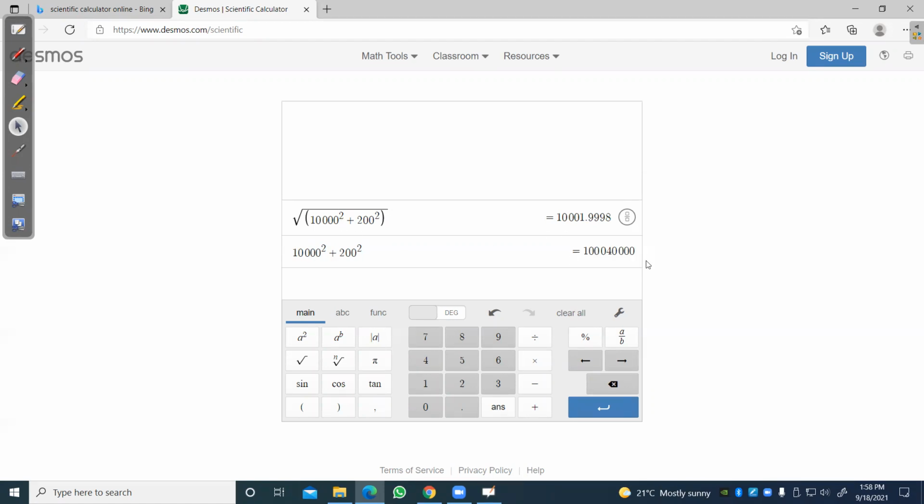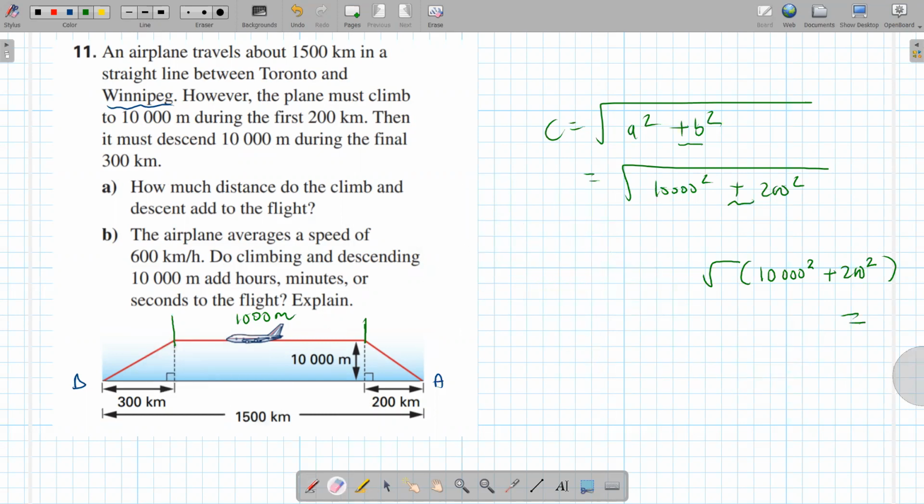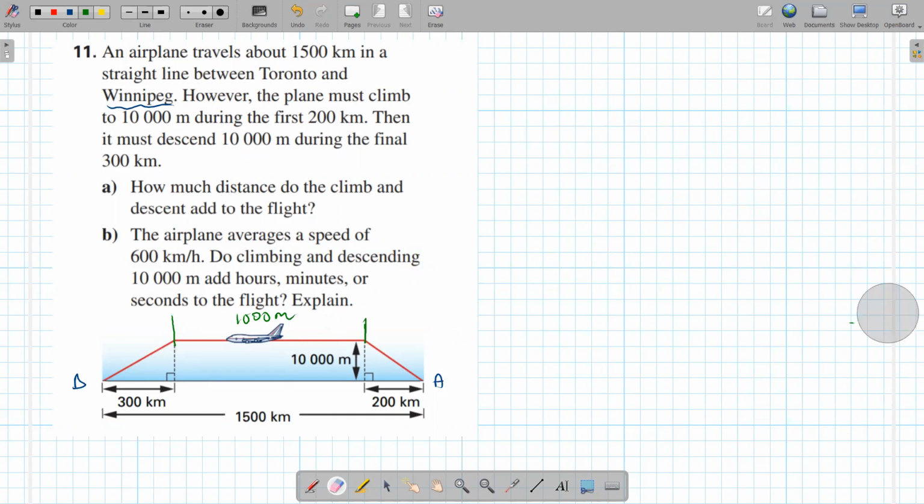Anyways, I'm just gonna use a computer calculator and this is what I got, okay? I'm just gonna round this up to 10,002. So C is 10,002. Yeah? Okay. Now same thing here. What's the height of this triangle? The triangle on the left, what's the height? 10,000. Yeah, exactly, it's 10,000. So this is 10,002 and this is 10,000.